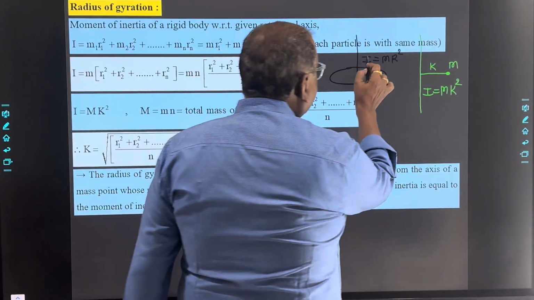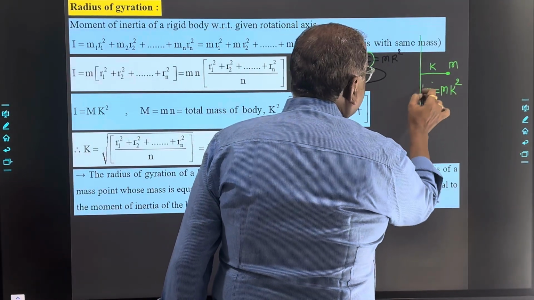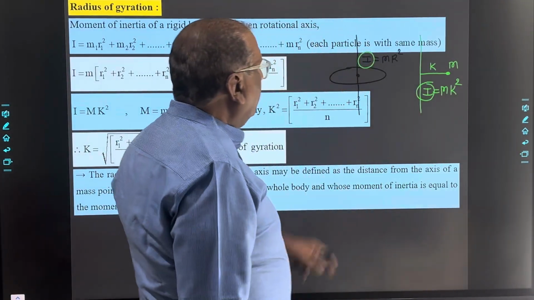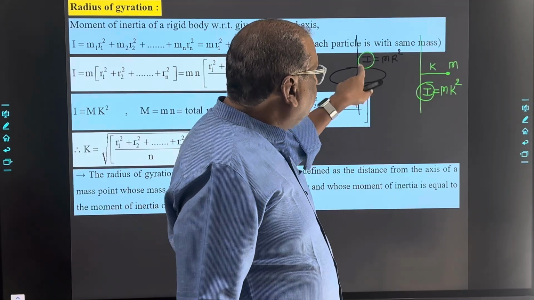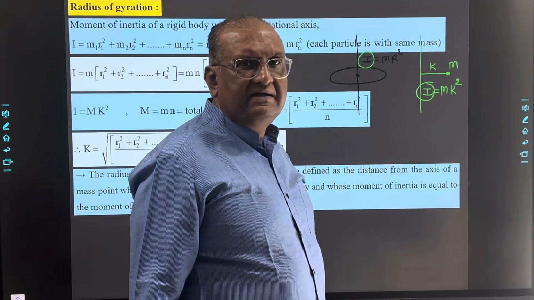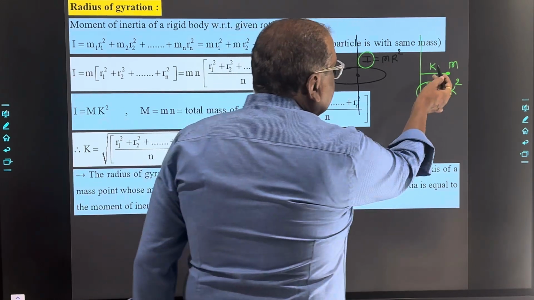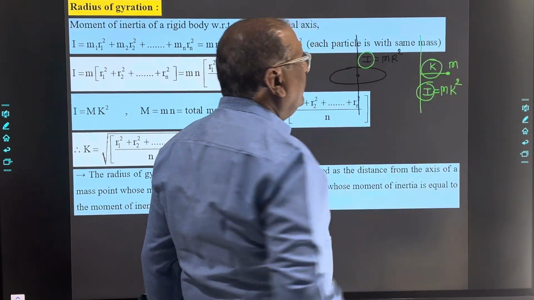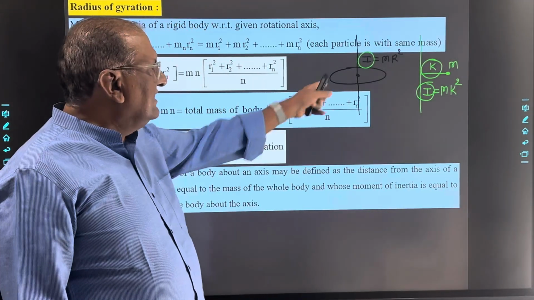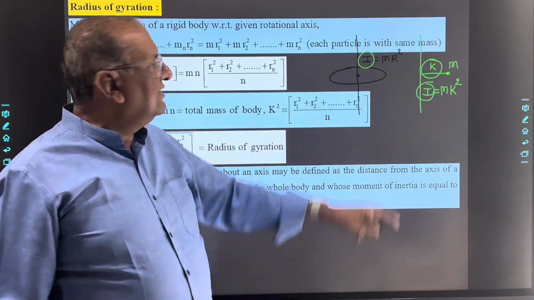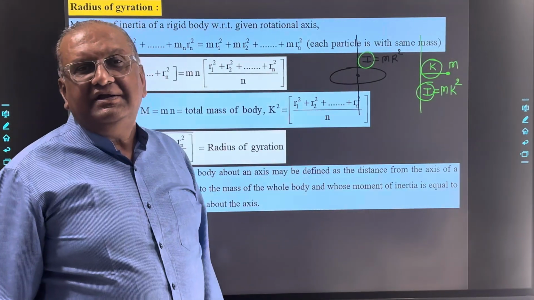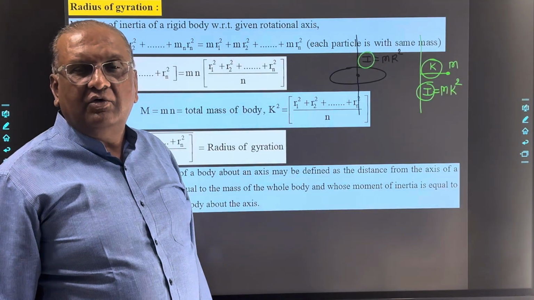Now if the moment of inertia of the ring and this point-like mass is the same, then we can say this particular perpendicular distance is the radius of gyration for the given rigid body. Clear to all of you?